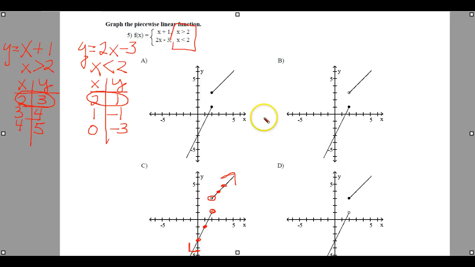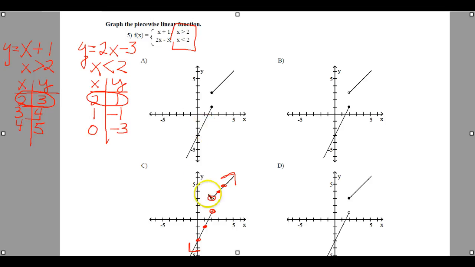graphs. Well, notice this is a solid dot. This is a solid dot. But because of our qualifiers, those dots should be hollow. And here's hollow and solid, solid and hollow. The only one that has the two hollows is letter C, where we do pieces.